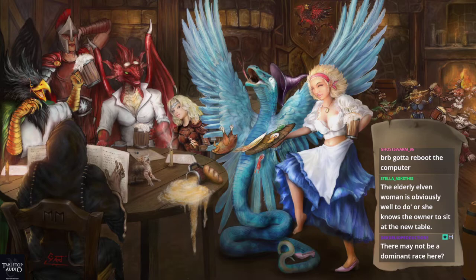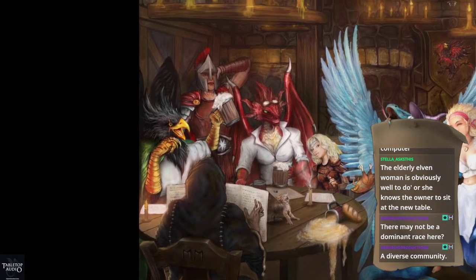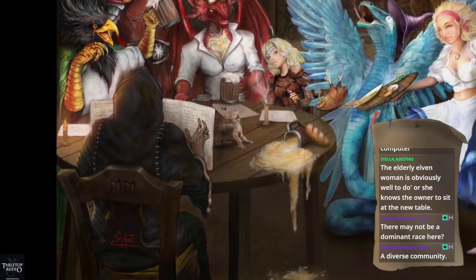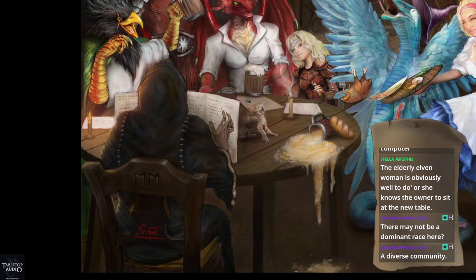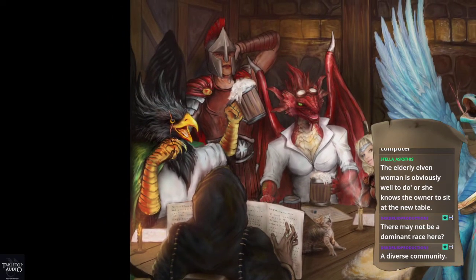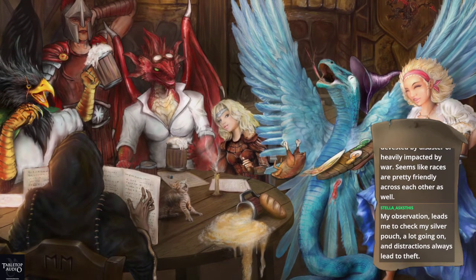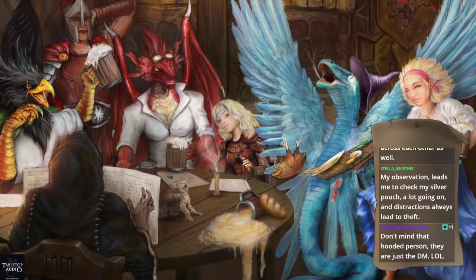Dark Druid says that there may not be a dominant or predominant racial composition here. Yeah, it's very diverse. Because look, of course, there's always the hooded, mysterious person in the corner. Presumably human, but who knows. We have another human, presumably, could be elven, we're not sure yet, as the helmet hasn't come off, but very humanoid. There's maybe a gnome or a halfling as well. I'm going to say it seems to be pretty lively, so maybe not an area devastated by disaster or heavily impacted by war. Seems like races are pretty friendly across each other as well.